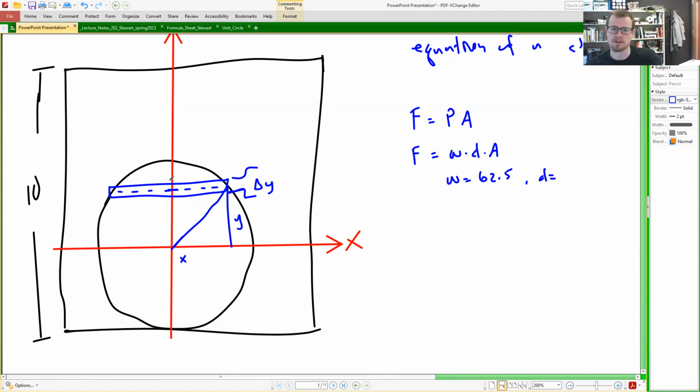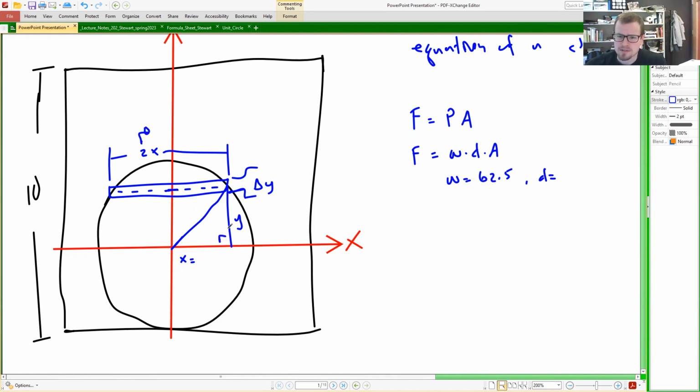My rectangles are oriented so that I'm creating a stack vertically. So I'm going to be integrating with respect to y. So y is the independent variable in this case. So I want to have x written in terms of y, and then I can recognize that this total distance here is equal to 2 times the x value, whatever that x value happens to be.